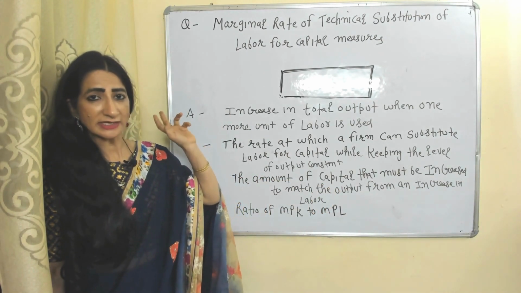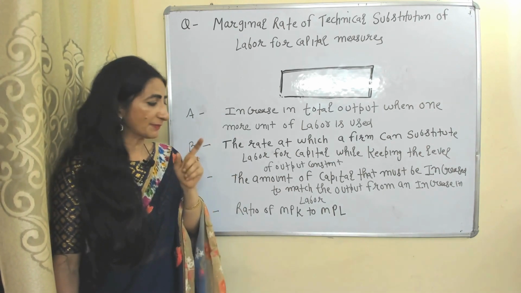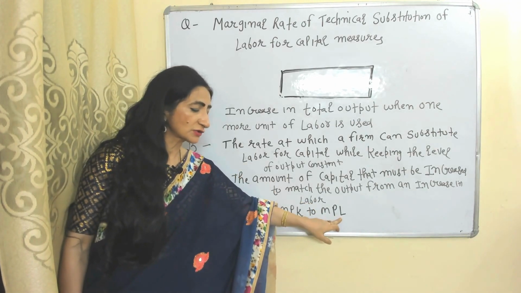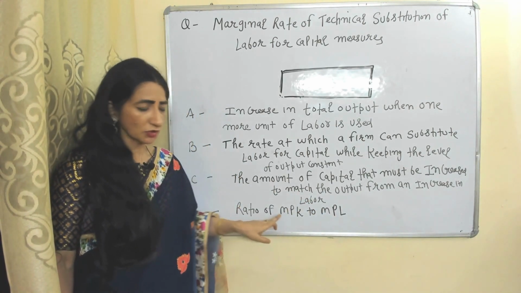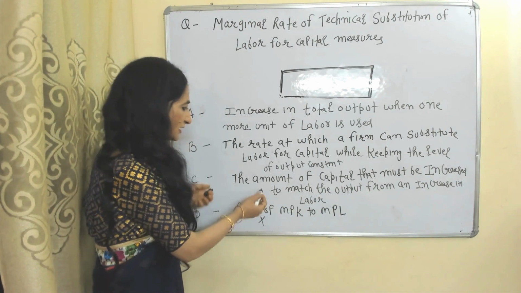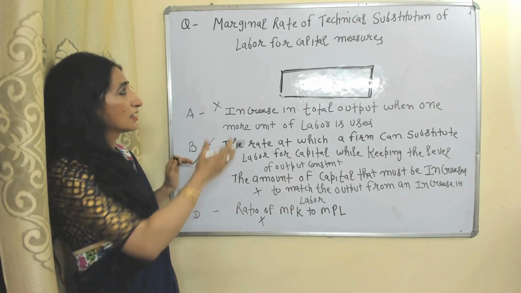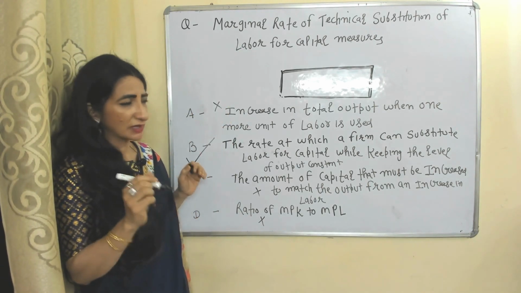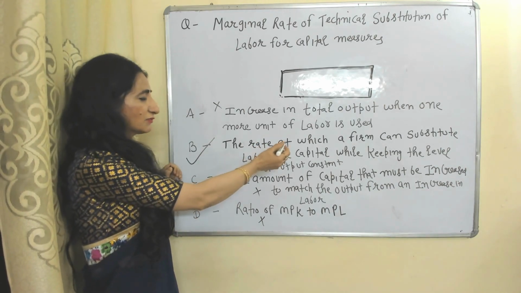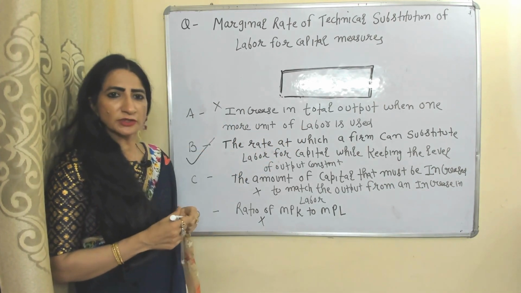As we already discussed, marginal rate of technical substitution of labor for capital is the ratio of marginal product of labor to marginal product of capital, not the ratio of marginal product of capital to labor. So this option is wrong. This is also wrong and this is also wrong. B is our correct answer, because marginal rate of technical substitution of labor for capital measures the rate at which a firm can substitute labor for capital while keeping the level of output constant.